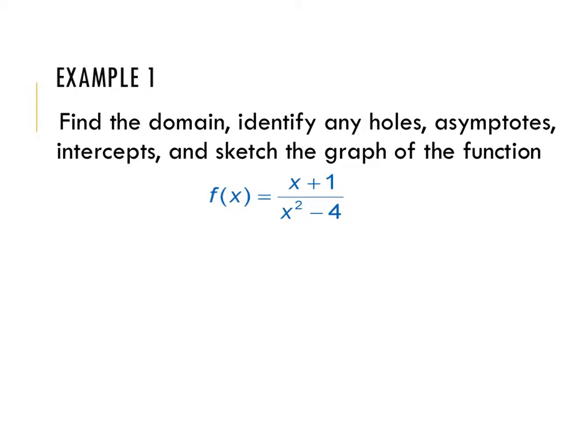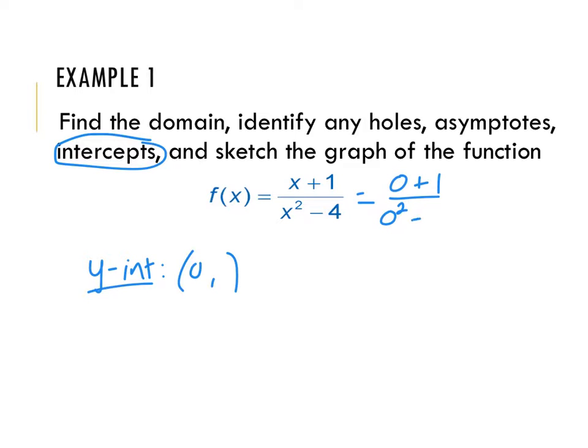The last piece of information needed to sketch the graph of the function is the intercepts. And remember, there's two types of intercepts, x-intercepts and y-intercepts. Remember, the y-intercept is when x is 0. So if we sub in 0 for x, we'll see what our output is. In this case, we get 0 plus 1 over 0 squared minus 4. If we simplify, we get negative 1/4. That means there's a y-intercept at 0, negative 1/4.